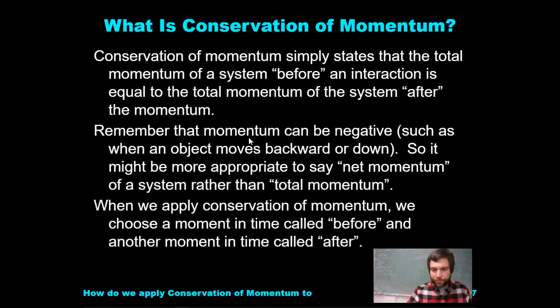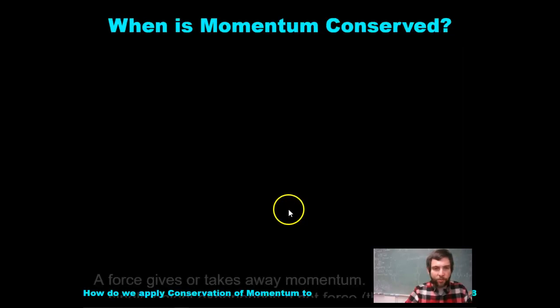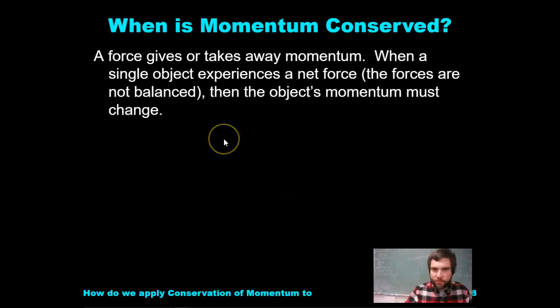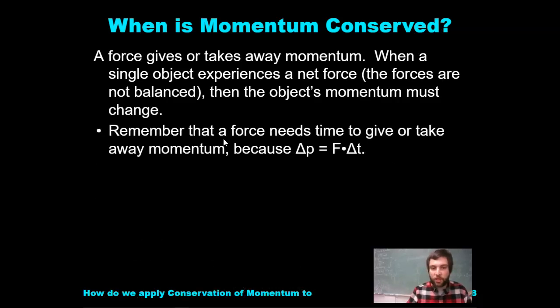When we apply conservation of momentum, we choose a moment in time called before and another moment called after. A force gives or takes away momentum. When a single object experiences a net force, the forces are not balanced, remember, then the object's momentum must change. Remember that a force needs time to give or take away momentum, because our change in momentum equals force times delta t. This is our impulse.